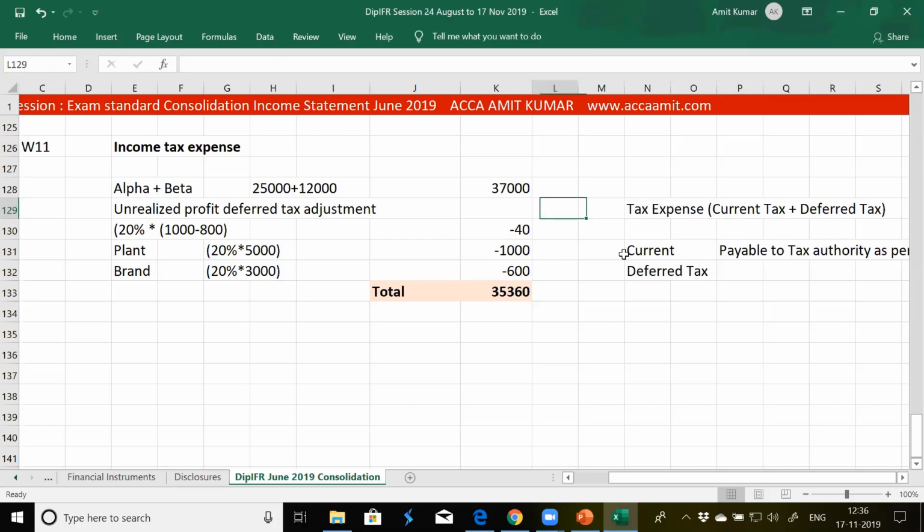That current tax, according to them, is 37,000 higher, but we will reduce deferred tax to match the tax expense according to our accounting principles, because we'll stick to accounting principles. Are you getting the point?